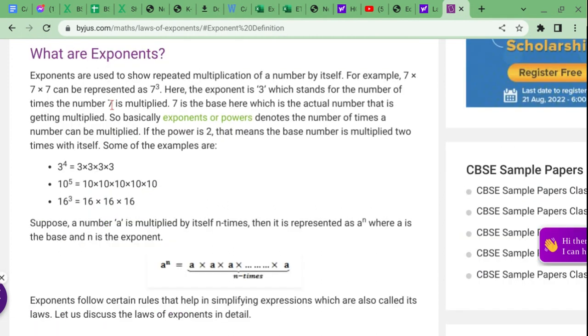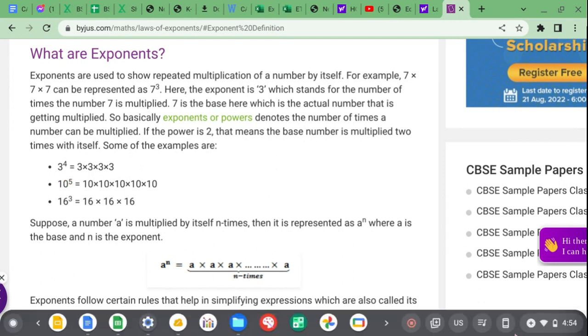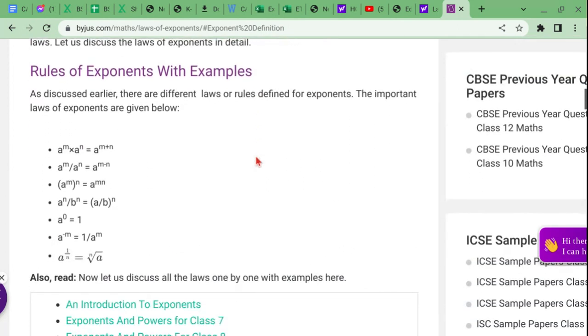So what is the definition of exponents? Exponents are used to show repeated multiplication of a number by itself. For example, 7 times 7 times 7 can be represented as 7 cubed. Another example, 3 raised to 4 is equal to 3 times 3 times 3 times 3. So that is exponents.